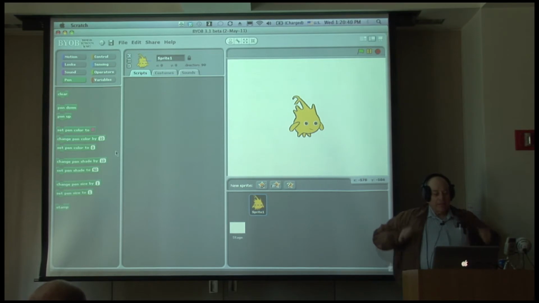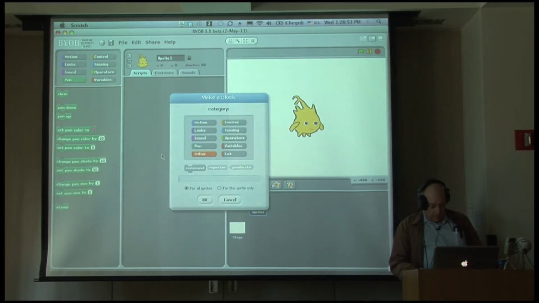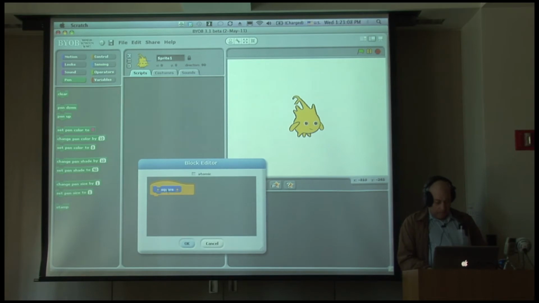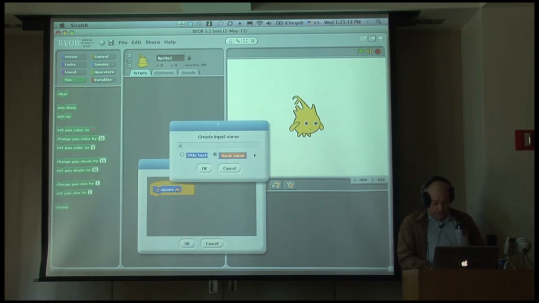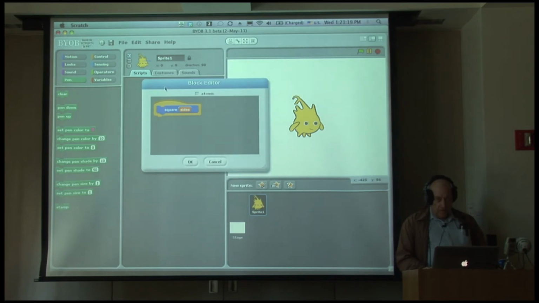Okay, there we go. Now, this is what I think is the bad way to introduce recursion. We make a block. It's going to be motion, command. Let's see, what's simple? Square. Okay, so I'm making a square block. And it'll have an input called sides. It's a variable, and then make block.